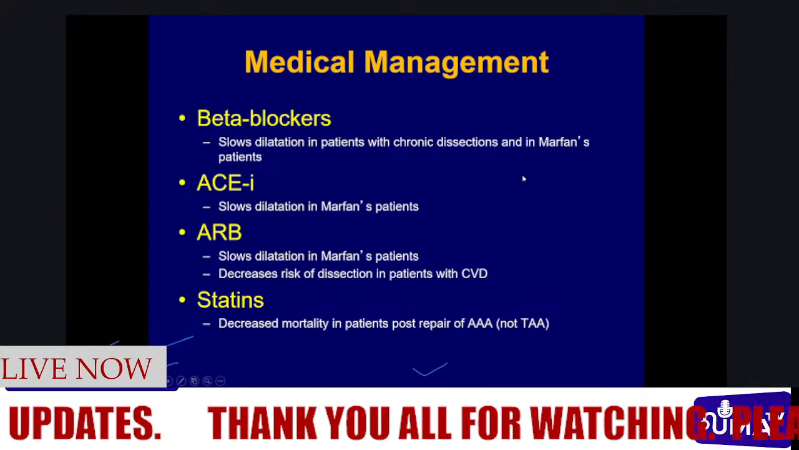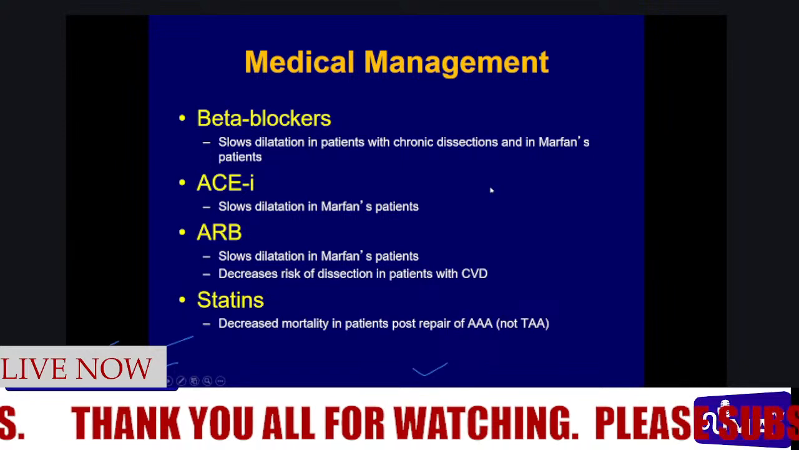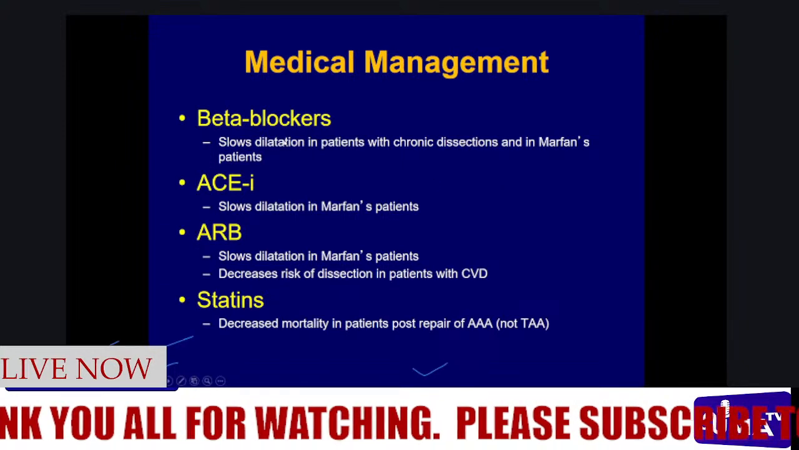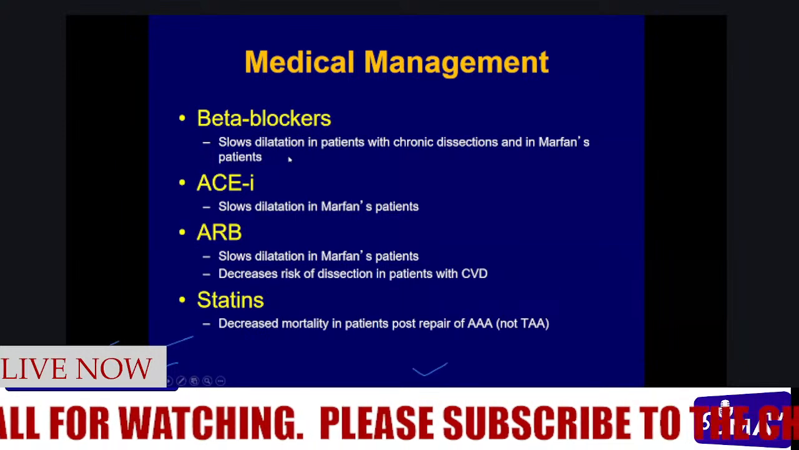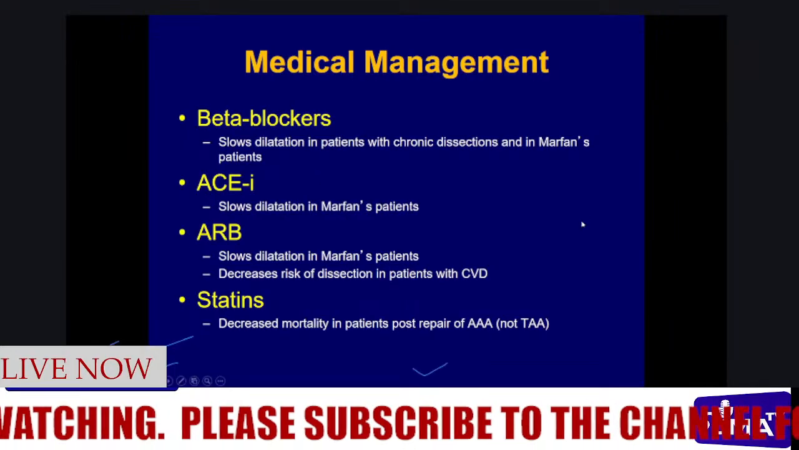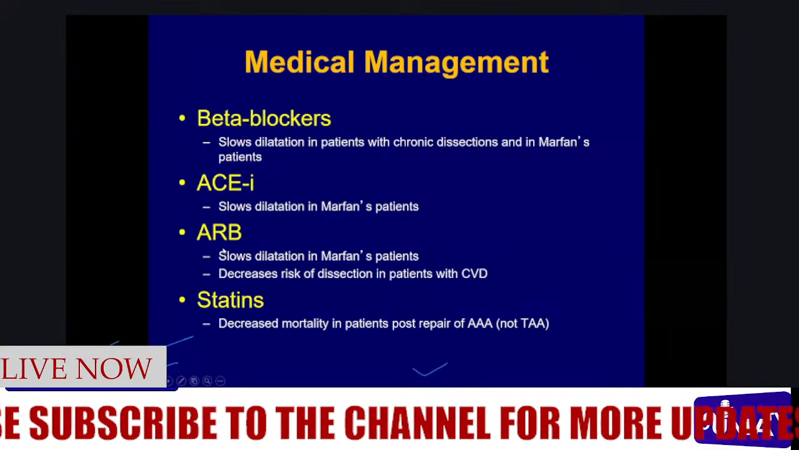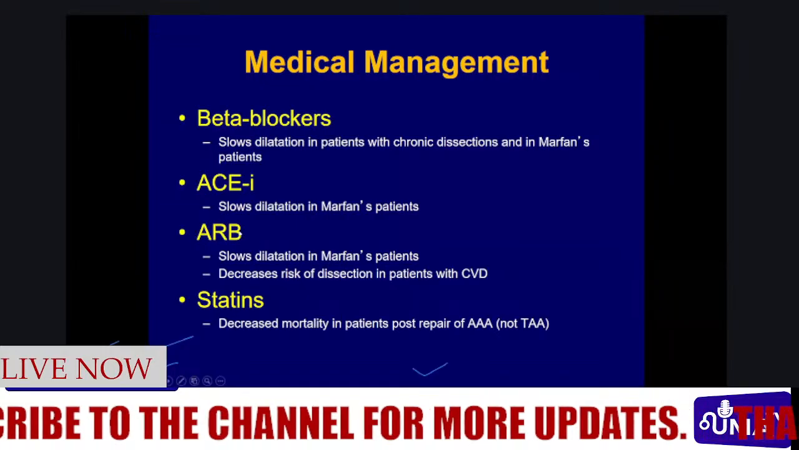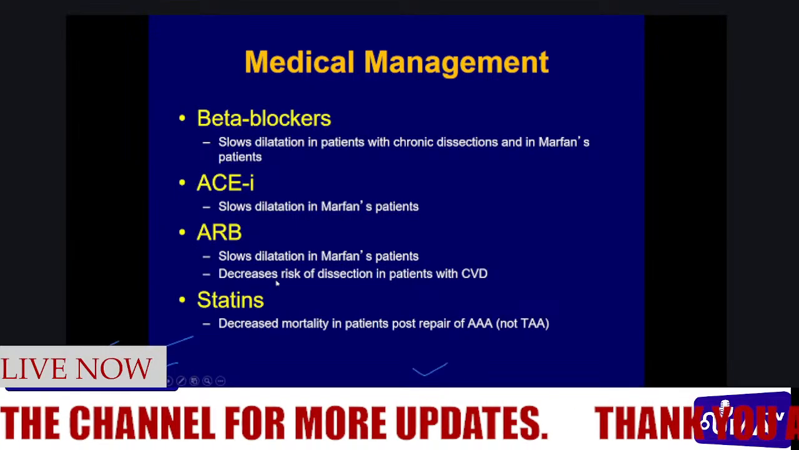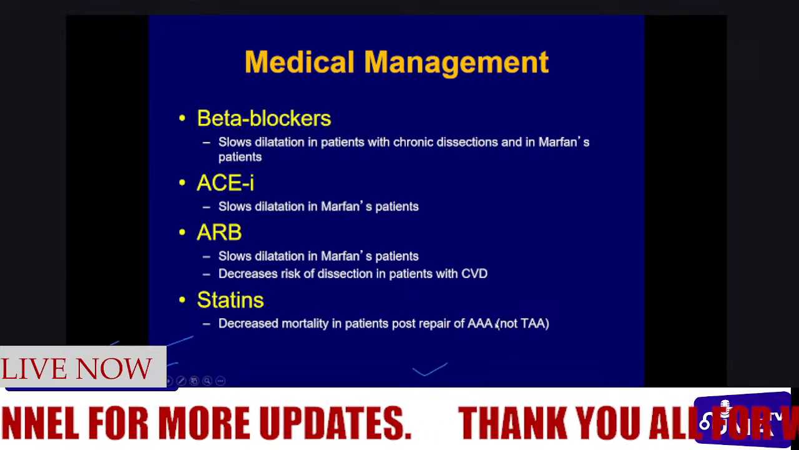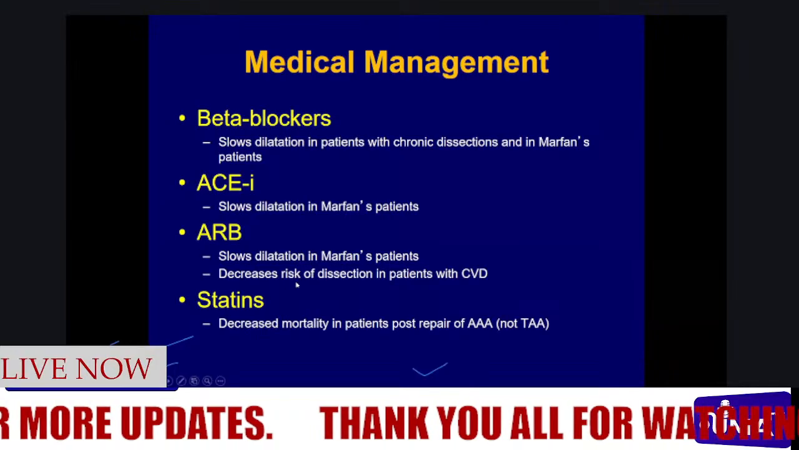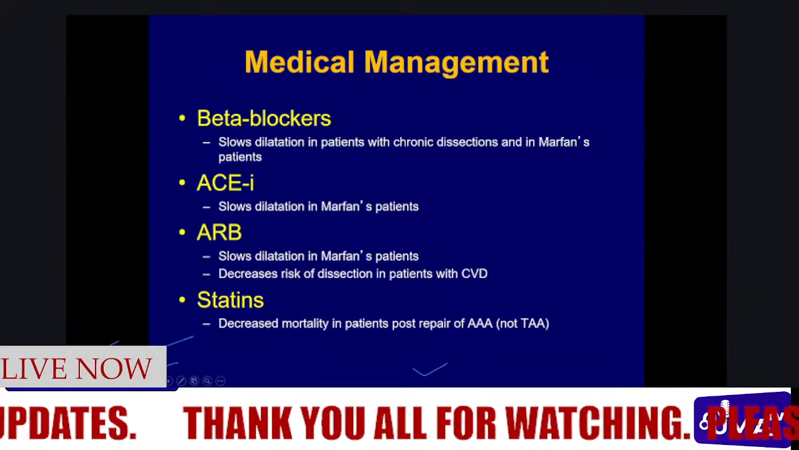So in terms of management, what if you discover they have aortic aneurysms? You can use medication to slow progression of the enlargement of the aorta: beta blockers, ACE inhibitors, ARBs, mainly losartan is what has been studied here. And of course, for those who have undergone repair, especially AAA, you can give them statins to prevent recurrence.